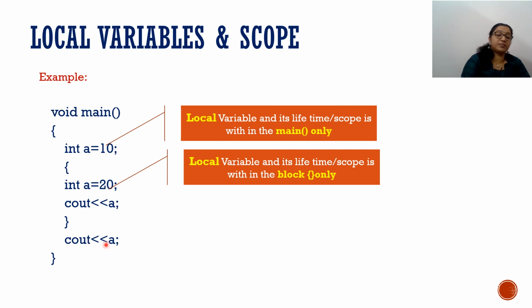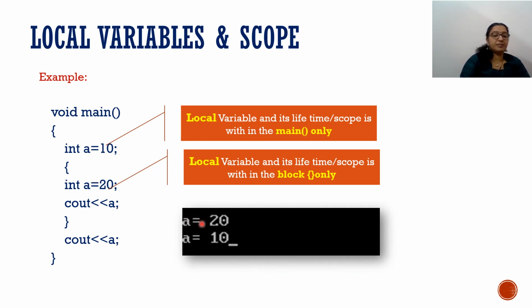Yeah. Then here see cout A. Which value? 10 only. Because this A is particular for this block only. This internal block's value can't be accessed by the outer block. Yeah. So through this cout A we'll get 10 and through this cout A we'll get 20. Clear? See the output screen? A is equal to 20. So the first cout statement is this one. So A is equal to 20. Then cout A, the outer one. So the value of the outer is 10. So A is equal to 10. Got it?